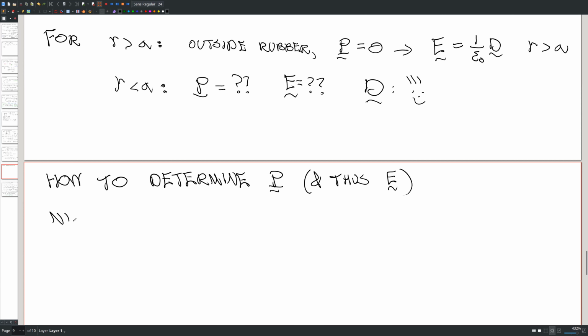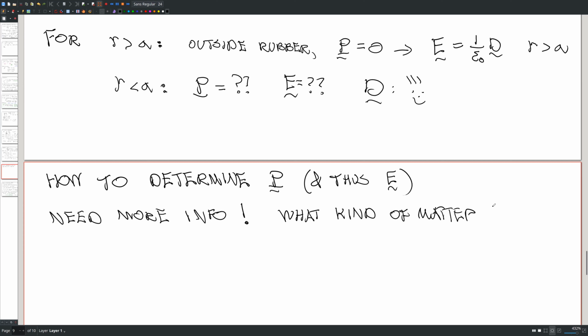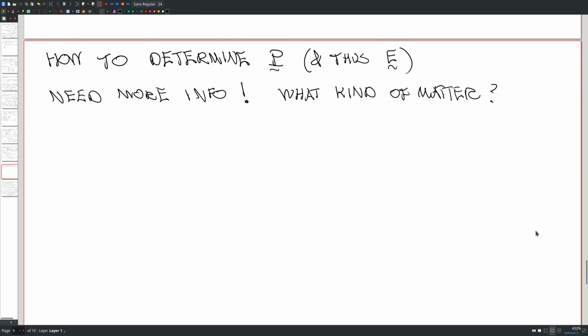So we need more info. And what's this info? It is what kind of matter we are dealing with. Okay, and here the discussion gets extremely elaborate. However, there's one case which makes it very, very simple again. So just a couple of minutes of gesticulation here.